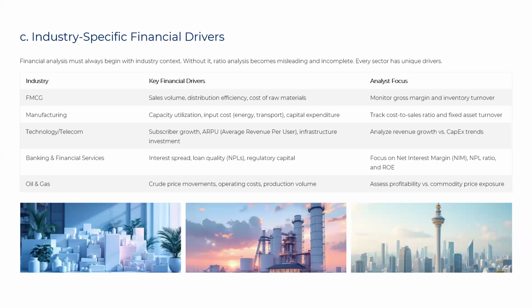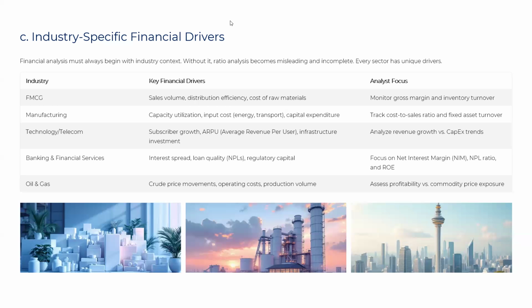oil and gas businesses, the financial drivers are crude price movements, the operating costs, the production volume. Because this also has to do with production of oil, gas, gasoline products and the like. So it has to do with production volume, the operating costs, as well as the crude price movement. So the analysts focus on the profitability, then the commodity price exposure.